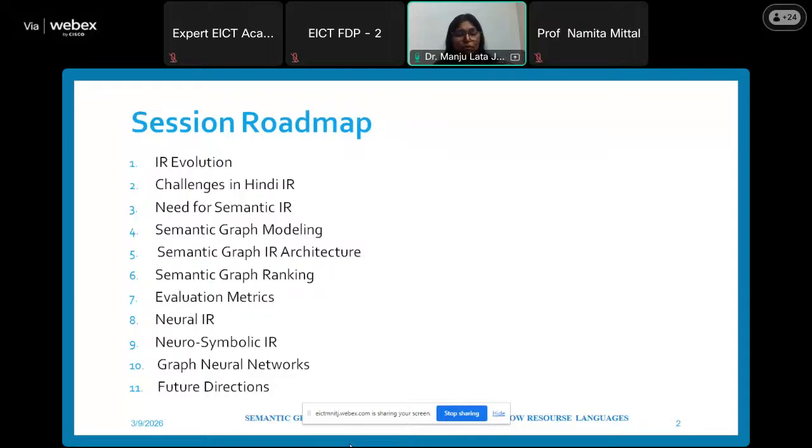Then ranking. Once the documents are retrieved using semantic graphs, how they are ranked, then evaluation of the results, performance evaluation, the metrics we use. The neural IR means the combined hybrid structure of semantic graphs with neural networks. Then we will also discuss neuro-symbolic IR and GNN, graph neural networks. So at last, we will be concluding by discussing research directions for future research.